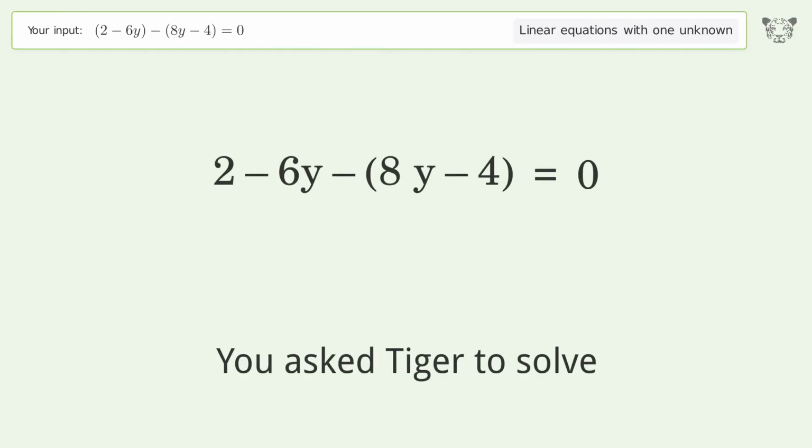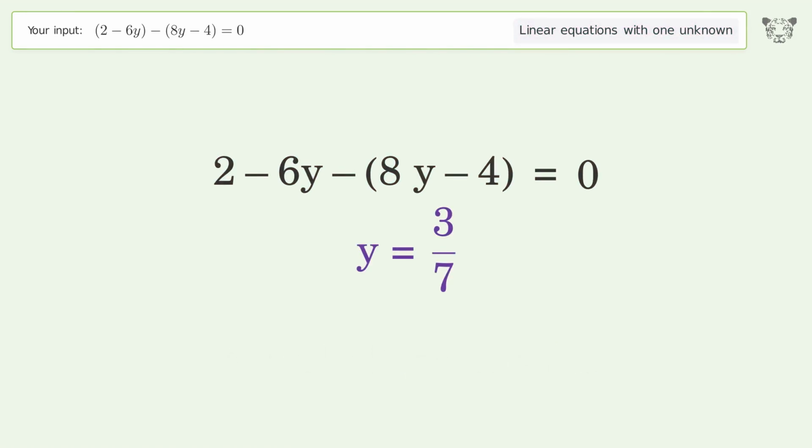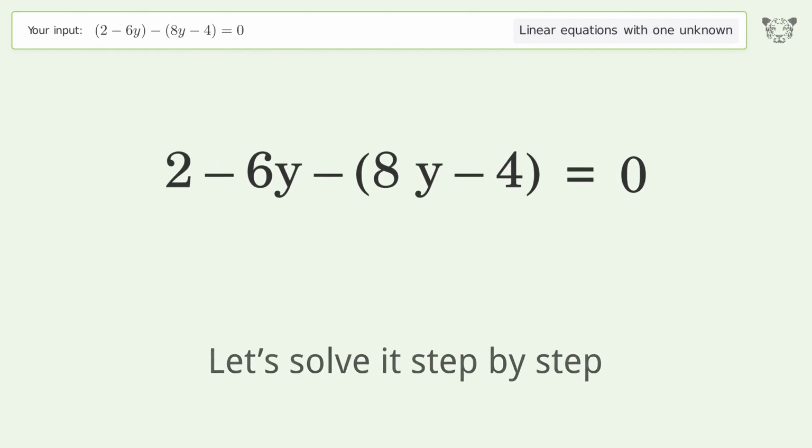You ask Tiger to solve. This deals with linear equations with one unknown. The final result is y equals 3/7. Let's solve it step by step.